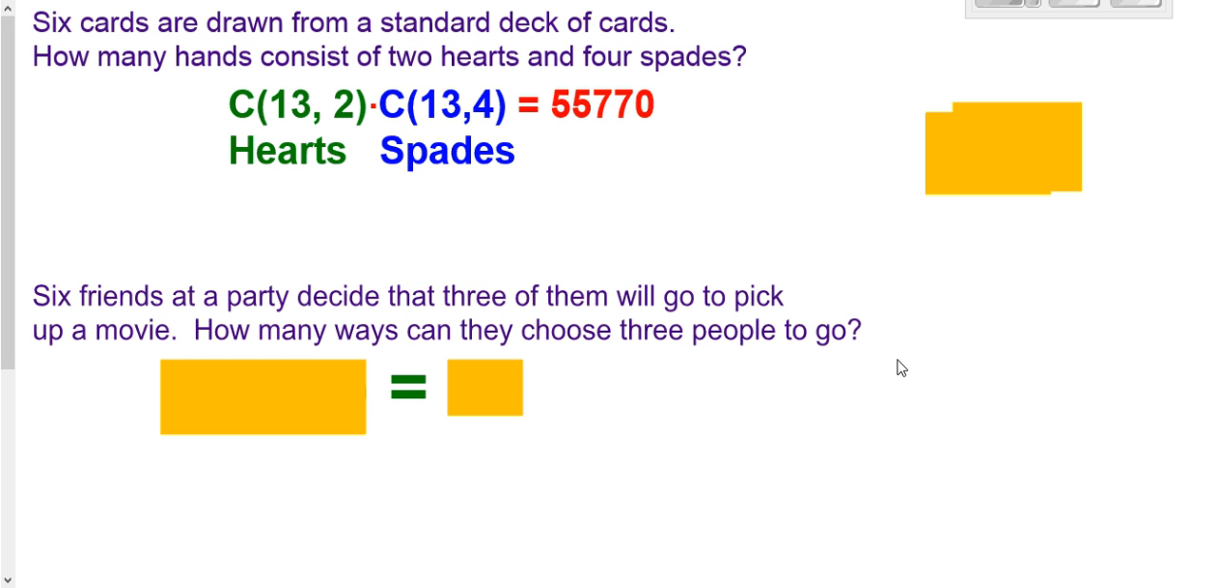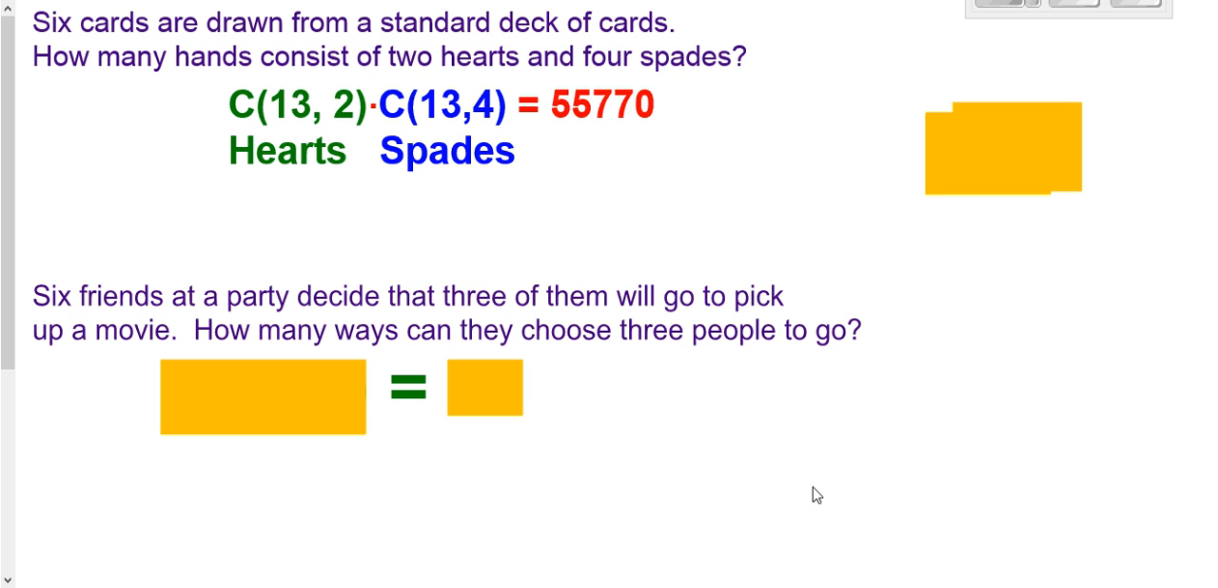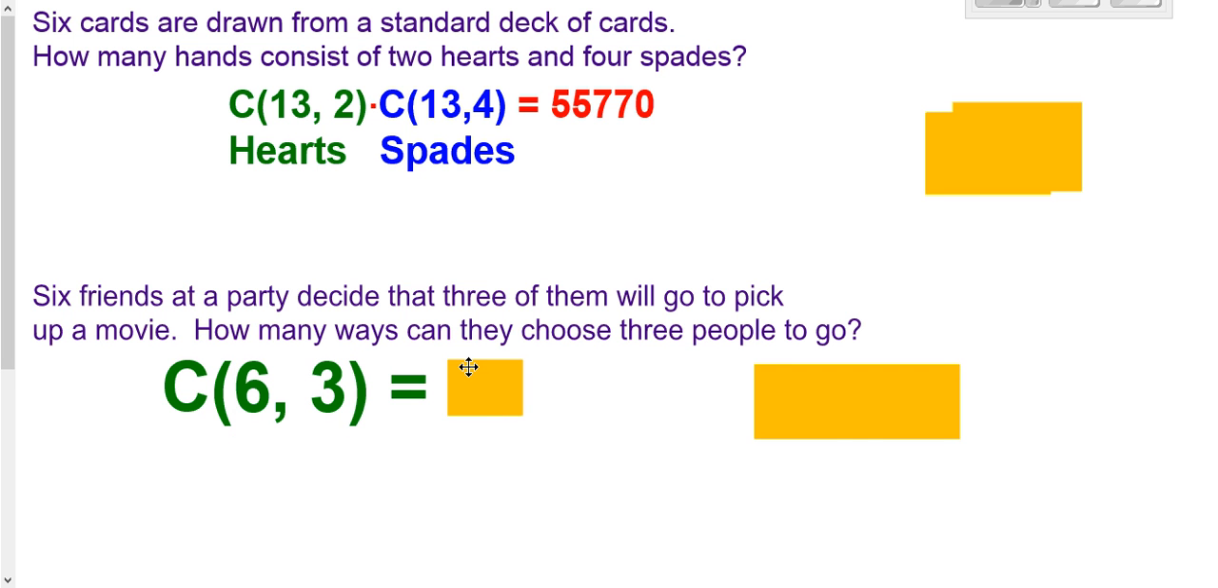So consider this one here. 6 friends. 3 of them decide that they're going to go pick up a movie. How many ways can you choose 3 people to go? Well, the order in which they're selected doesn't make a difference because if it's Bob, Rob, and Jerry, that's the same group as it is if it's Jerry, Rob, and then Bob. So the order doesn't make a difference, so it's a combination. You have a total of 6 to choose from. You're selecting 3. You type that in on your calculator and you get 20.